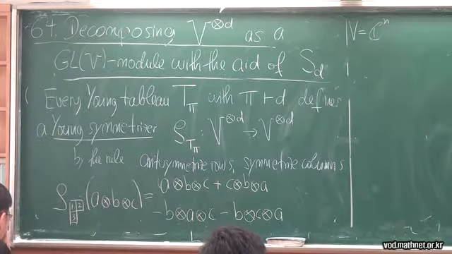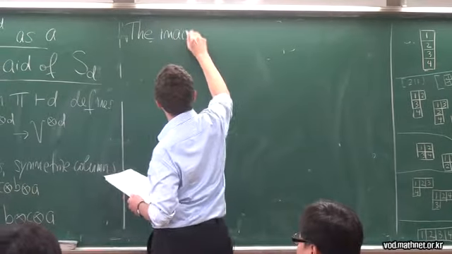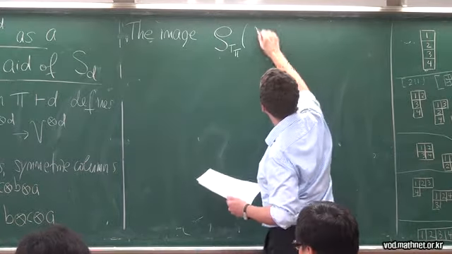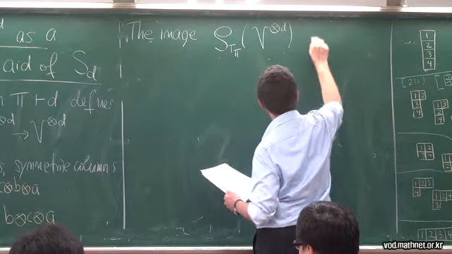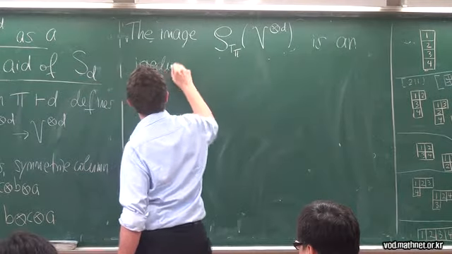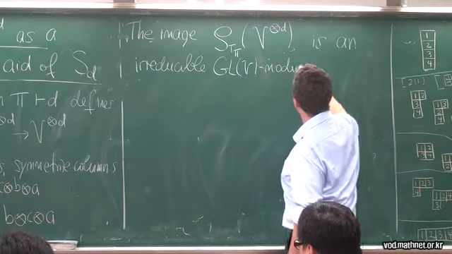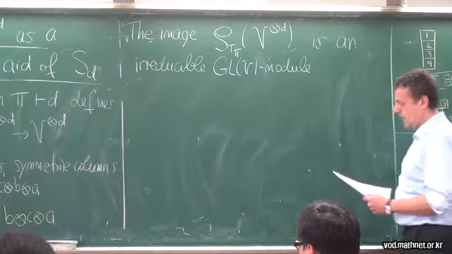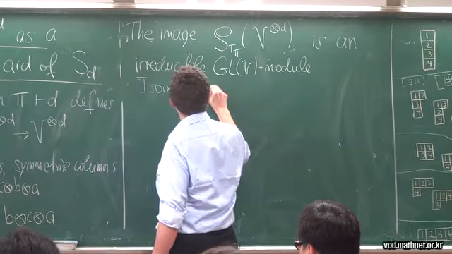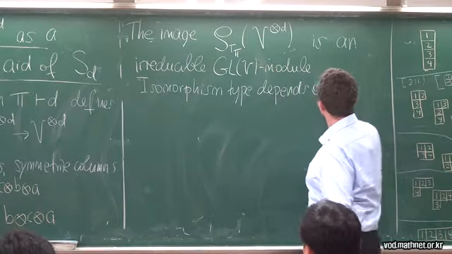Now this linear map has an image. The image of this linear map, so the image of the Young symmetrizer applied to the space of tensors, and take my word, that's an irreducible GLV module. Okay, it's irreducible. And the isomorphism type depends only on the partition, but not on the filling.